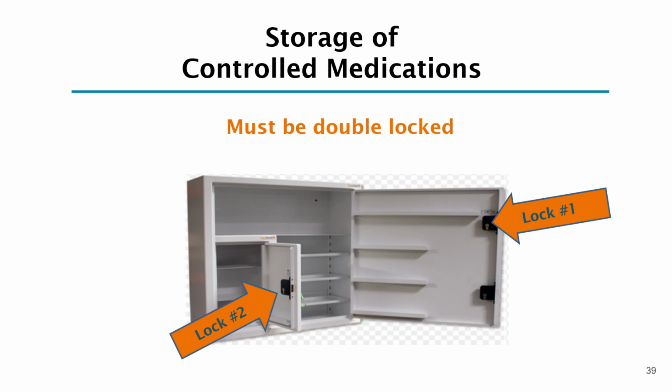So this is an example of the double lock. You have lock one here that is a huge lock on the outside of the container. And after you open it, then you have your second lock, and this is where the controlled meds would be. So if I had some non-controlled meds, then it would be out here. And if I had some controlled meds, it would be in here.